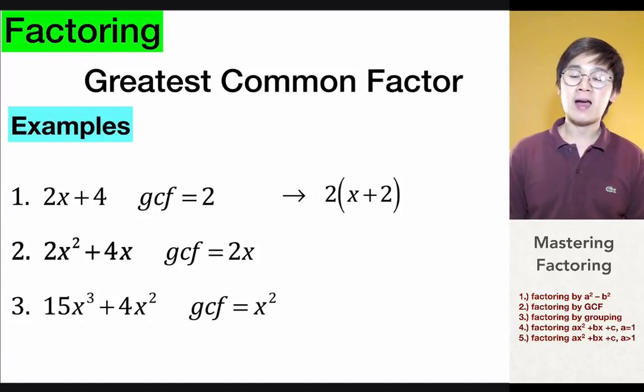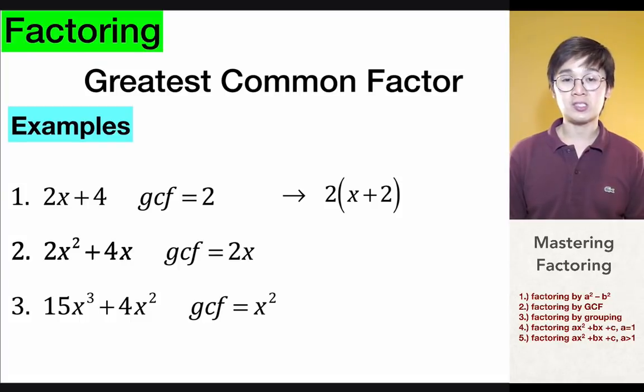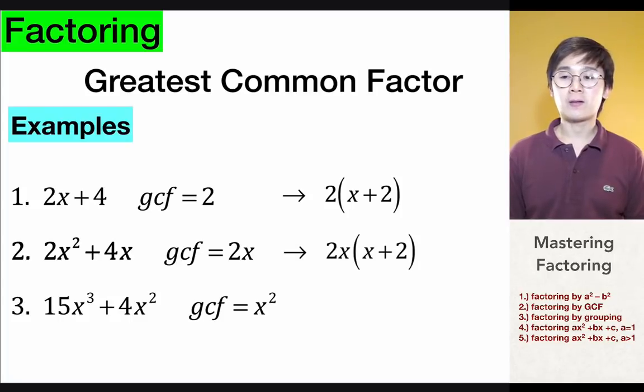And if we multiply out 2 times x plus 2, or use the distributive property, notice that it will still equal 2x plus 4 because, as I've mentioned, factoring is simply undoing the distributive property. So if we're going to use that strategy on 2x squared plus 4x with the greatest common factor of 2x, if we divide 2x squared by 2x, you will be left with x. And if you divide 4x by 2x, you are left with 2. So the factored form of 2x squared plus 4x is simply 2x times x plus 2.